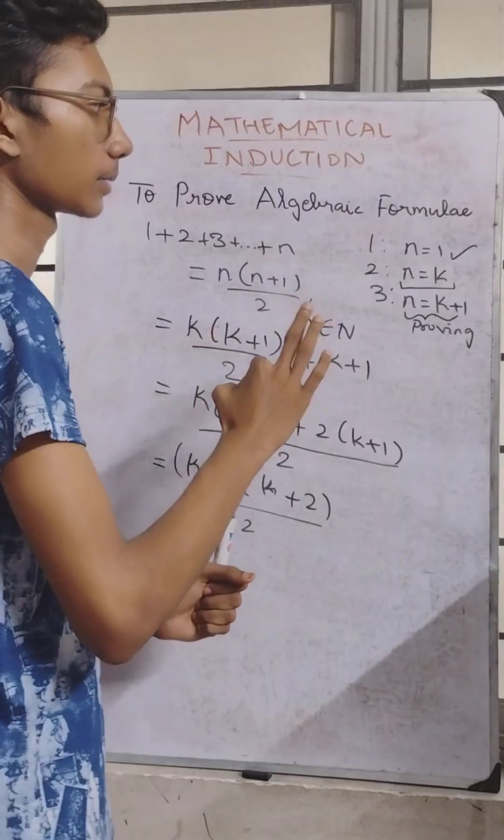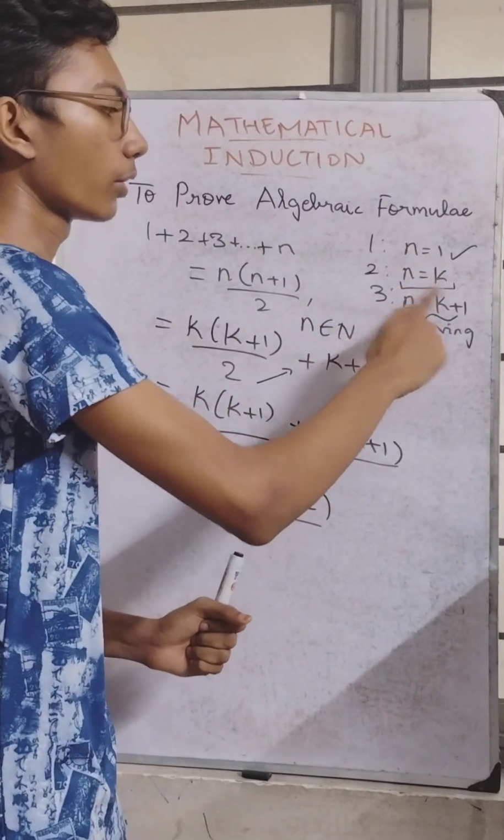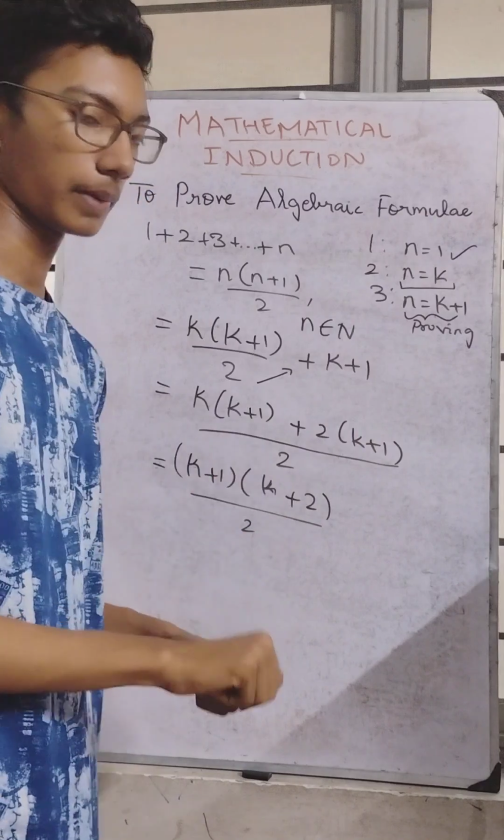So the 3 steps in mathematical induction are put n equal to 1, put n equal to k, and put n equal to k plus 1. So this is about mathematical induction.